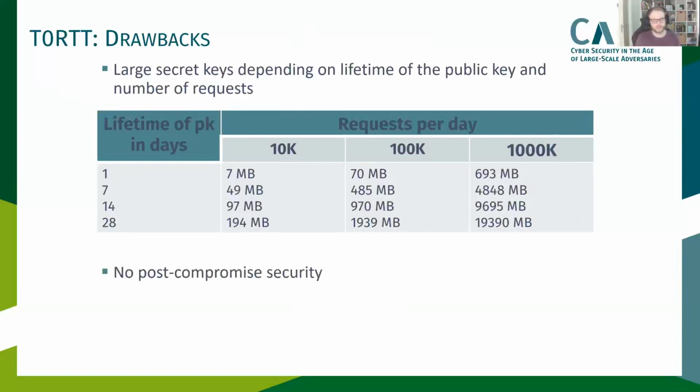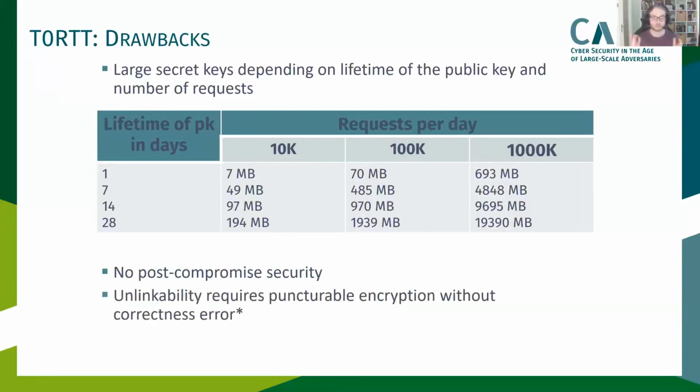Another problem is that T0RTT has no post-compromise security. In the current end-to-end handshake, if an attacker gets access to the secret key of the onion router, the attacker has to act as an active man in the middle to read and alter messages. In T0RTT, the attacker can do this passively for the rest of the lifetime of the public key.